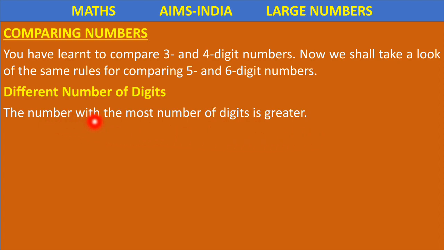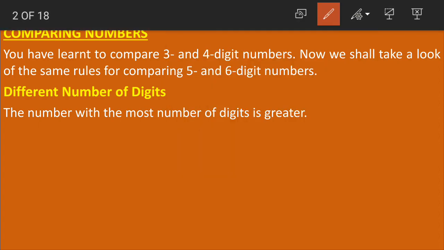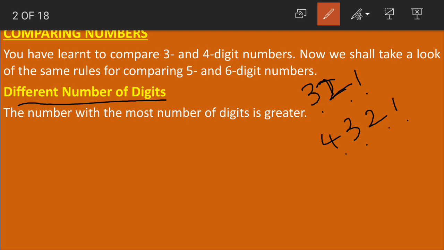What is he saying here? The number with the most digits is greater. What does different number of digits mean? Suppose I have a number with 3 digits: 3, 2, 1. This is a number which has how many digits? 3 digits, right? And then I have another number which has 4 digits: 1, 2, 3, 4. Now which number will be the greater number? Obviously this number, 4321 is the greater number, because the number of digits is more. So this will be our greater number.